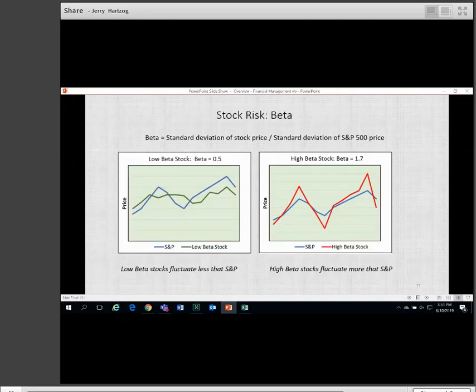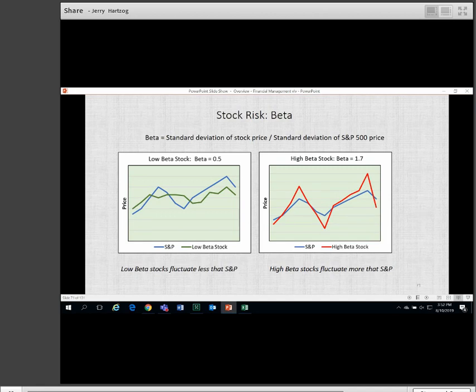So let's look at what a high beta and low beta stock looks like. On the left, this blue line represents fluctuations in the level of the S&P 500 over time. It's up, it's down, but generally increasing over time. A low beta stock is one that moves along with the S&P 500, but it fluctuates less. The price is more stable than the market on average. A high beta stock, though, is like this red line. You notice it is fluctuating a lot more than the blue line representing the S&P 500.